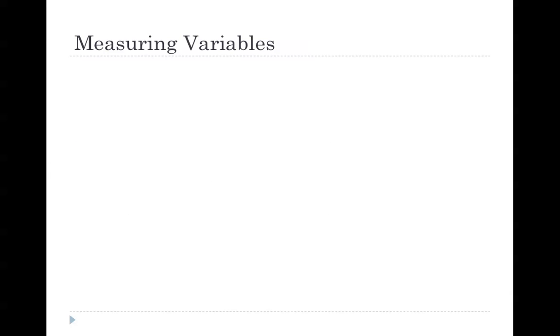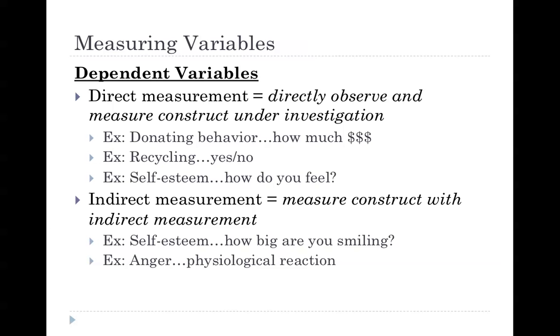So now that we've gone over manipulating variables, which really dealt with the staged versus straightforward manipulations and the manipulation strength, we can dive into focusing more on our dependent variables. So here the first thing to figure out is whether we're using a direct measurement of our construct or an indirect measurement of our construct. A direct measurement is when you directly observe and measure the construct under investigation. For instance, if you're examining donating behavior, you would examine how much money people donate, how many clothes they donate, the exact idea of what you're defining as donating behavior.